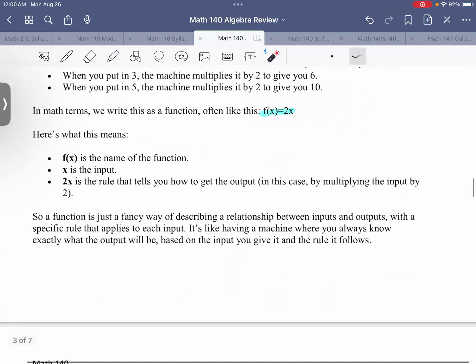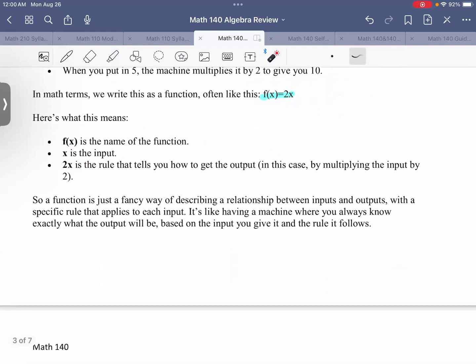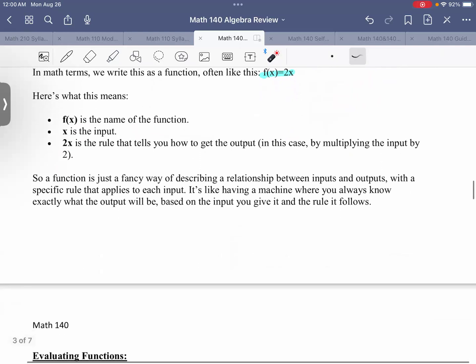Okay, so just to summarize this a bit: f of x is the name of the function, x is the input, and 2x is the rule. This is really just a way to talk about inputs and outputs with a demonstrative example. Think about x as your input, the 2x as your rule, and the y as your output. Okay, so hopefully that helped.